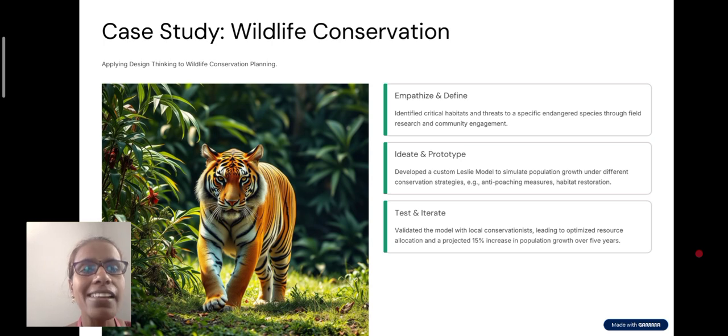The next thing is ideate and prototype, which is to develop a custom Leslie model to simulate population growth under different conservation strategies, for example anti-poaching measures and habitat restoration. And the last thing is test and iterate. In this case, we are going to validate the model with local conservationists, leading to optimized resource allocation and a projected 15% increase in population growth over 5 years.